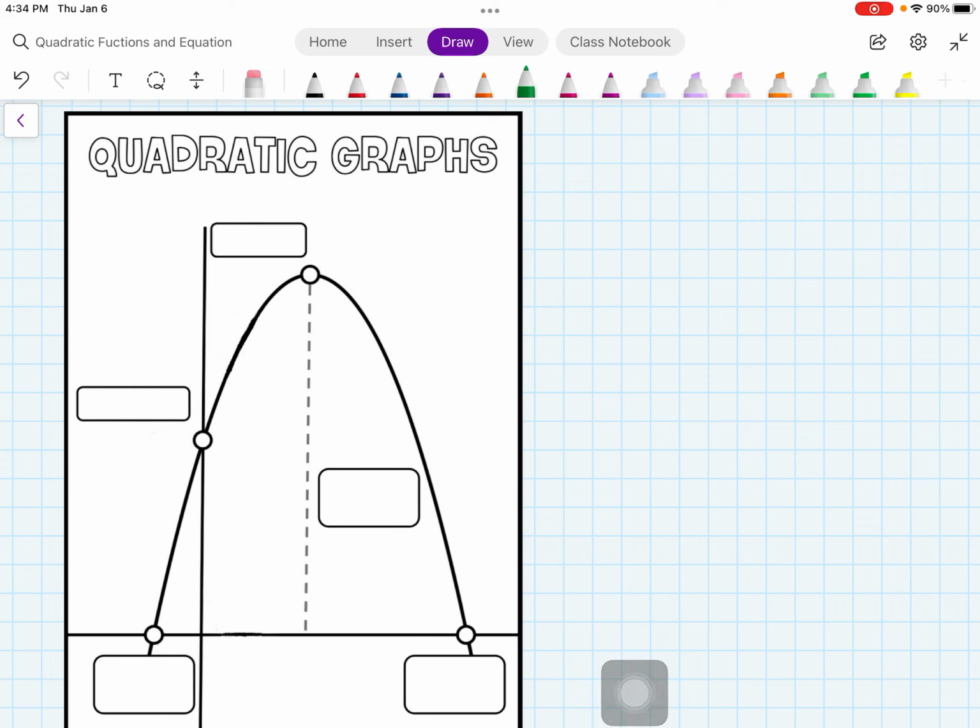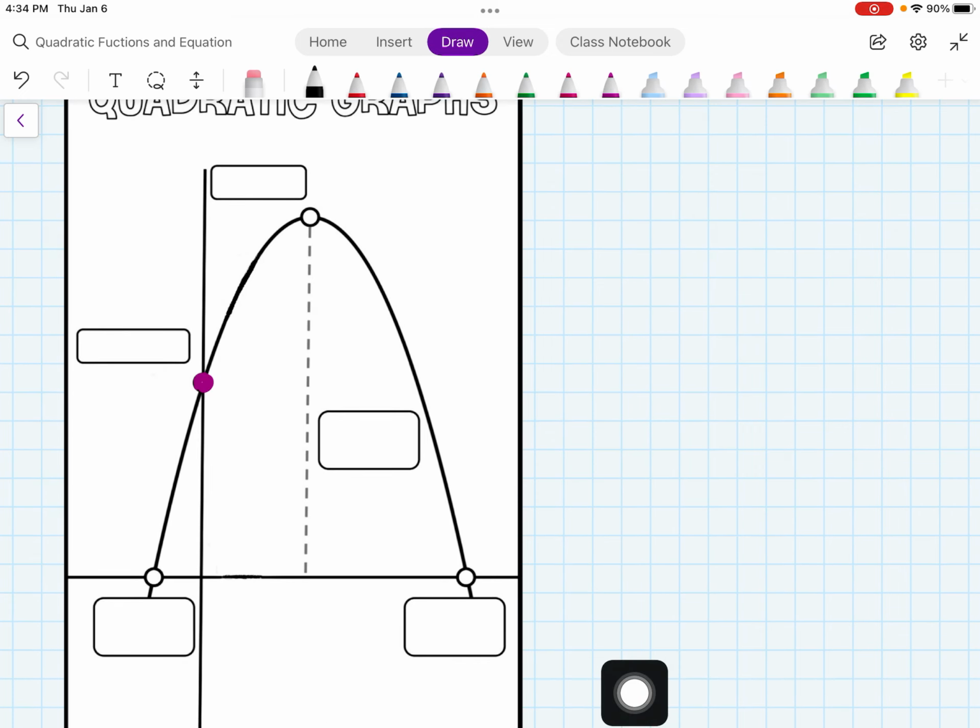Starting off, main points whenever you're graphing quadratics. Before I focus on that, I do want to identify my x-axis and my y-axis. So x always runs horizontally. This is x. Y always runs vertically.